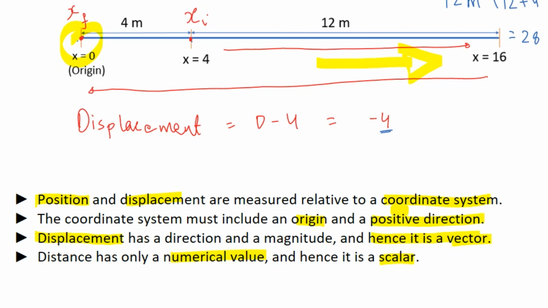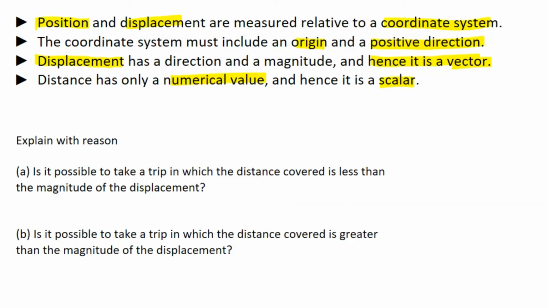Now let's get back to the question that I introduced at the start of the video. So this was the question, this is part A, part B. Now we need to explain the first part, that is, is it possible to take a trip in which the distance covered is less than the magnitude of the displacement. Now we know that distance is always positive, it cannot be negative, and it's a scalar quantity. Displacement can be positive, and can also be negative depending on the direction. So the distance cannot be less than the magnitude of the displacement. So this statement will be wrong. No, it is not possible.